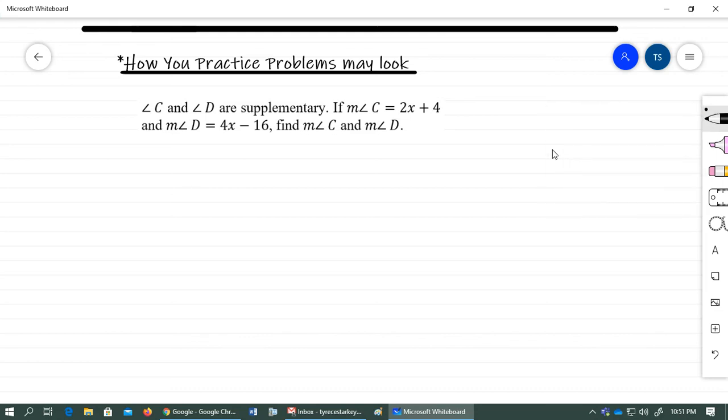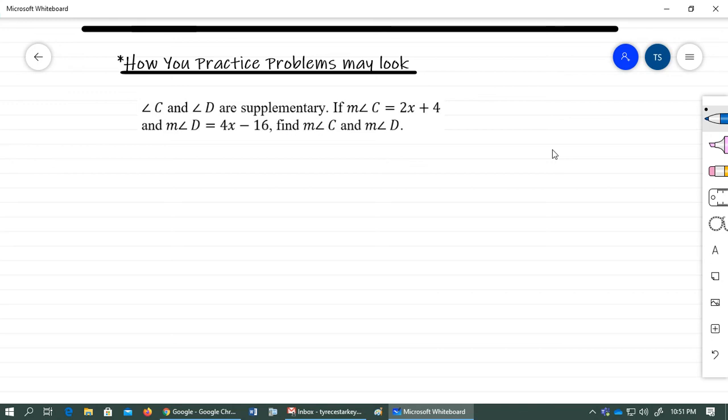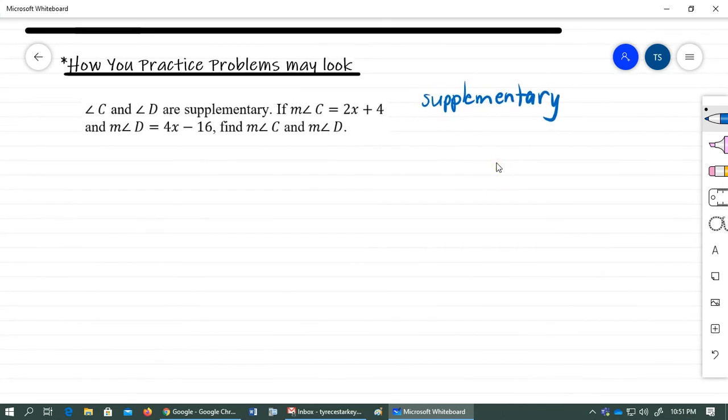They may say supplementary, like what this one does. If they say supplementary, then guess what, guys? You're gonna have to take those angle measurements and add them to 180, right? Then literally take what you've got. Take the angle measurements that you've been given, the 2x plus 4. You get what I'm saying? You dig? Take those things, add them together.